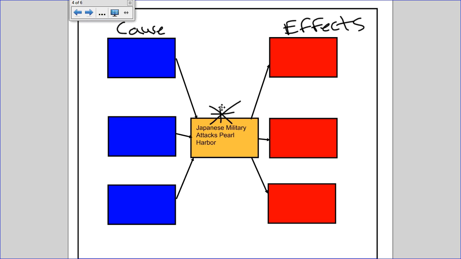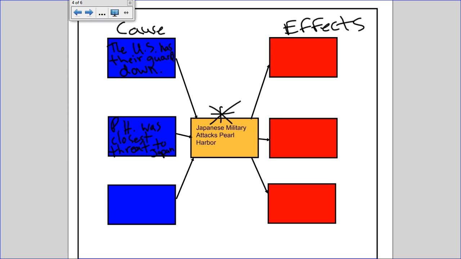I'm going to say first, the U.S. had their guard down. So because the U.S. has their guard down, the Japanese military attacks Pearl Harbor. Also, Pearl Harbor was the closest threat to Japan. So, because Pearl Harbor was the closest threat to Japan, Japanese military attacks Pearl Harbor.